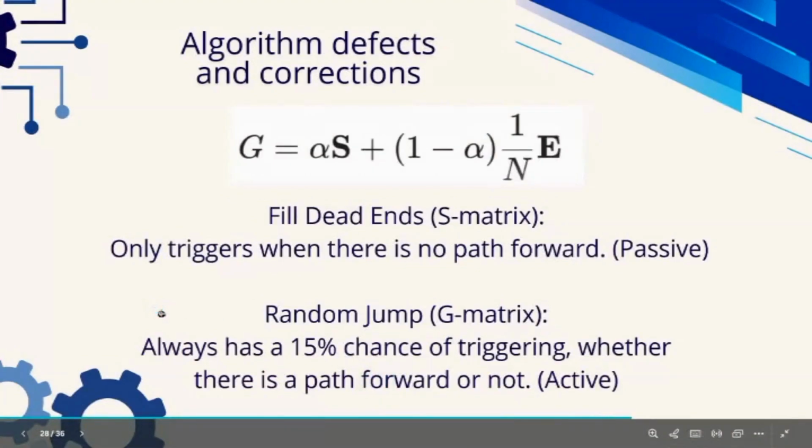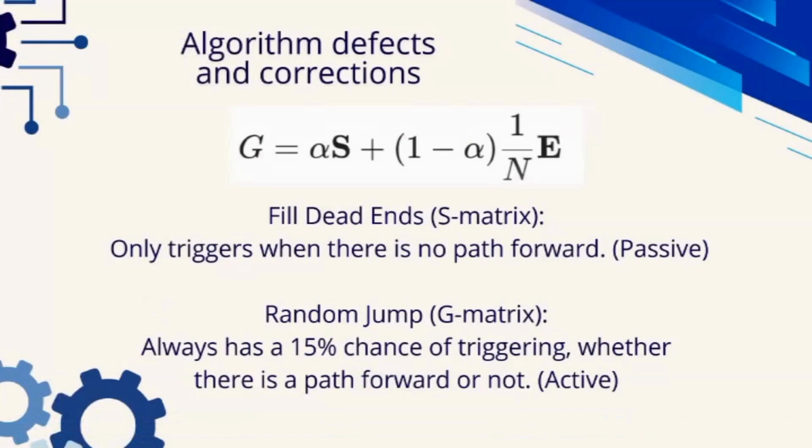And we combine these two corrections. First, fill dead end, which is the S matrix. It only triggers when there is no path forward. And second, the random jump, which is the G matrix. It always has a 15% chance of triggering, whether there is a path forward or not.